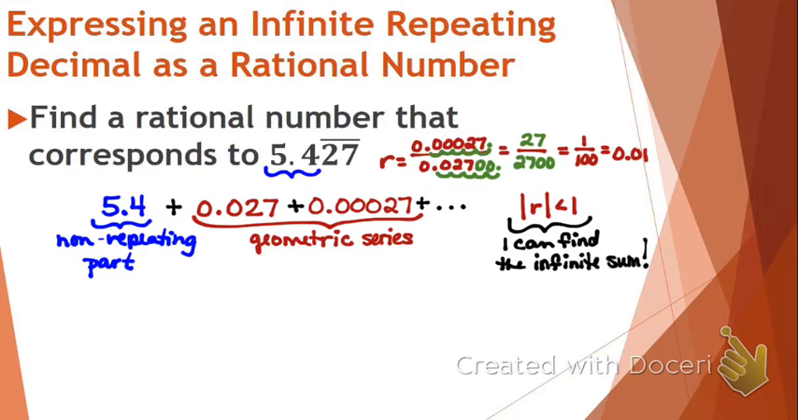Does this meet that criteria? Yes, it does. I can find the infinite sum here, so we're going to do that. The infinite sum is equal to the first term divided by 1 minus r. If I'm looking at just the geometric part, because remember I told you we're ignoring this non-repeating part for now, when I'm looking at just the geometric series part, what's the first term there? 0.027.